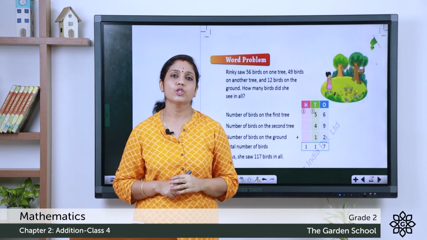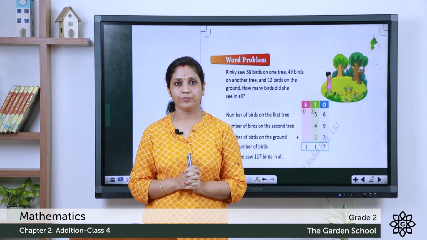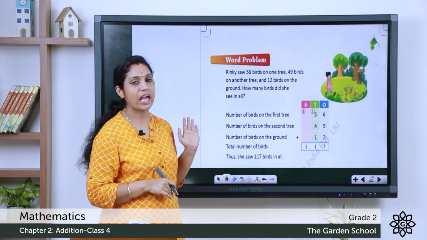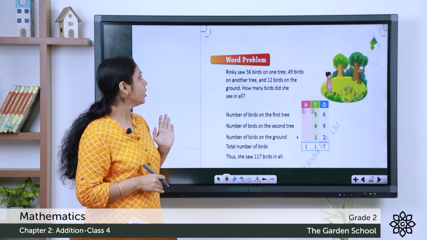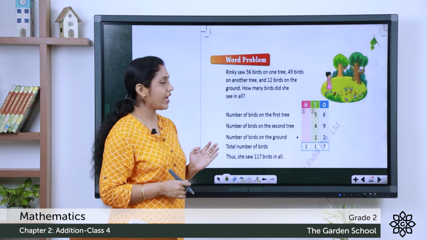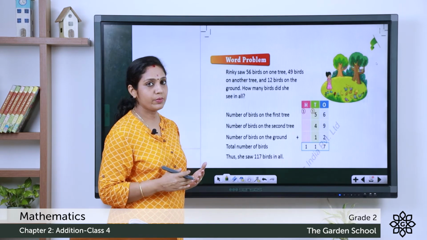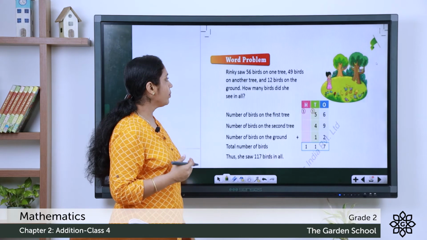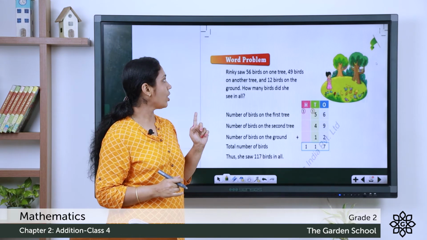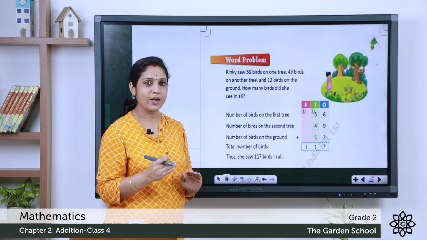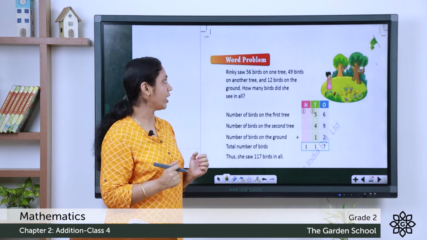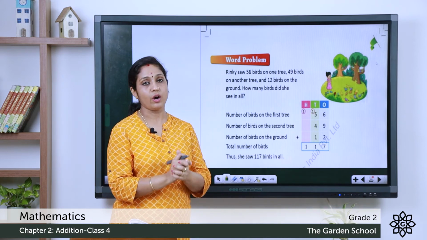Here we are moving on to the word problem. So what is a word problem? In your textbook, on page 27, you have a question. Let me read it out. Rinki saw 56 birds on one tree, 49 birds on another tree and 12 birds on the ground. How many birds did she see in all? So what is the question? Rinki saw 56 birds on one tree, 49 birds on the second tree and on the ground she saw 12 birds. Now we have to find out how many birds Rinki saw in total.